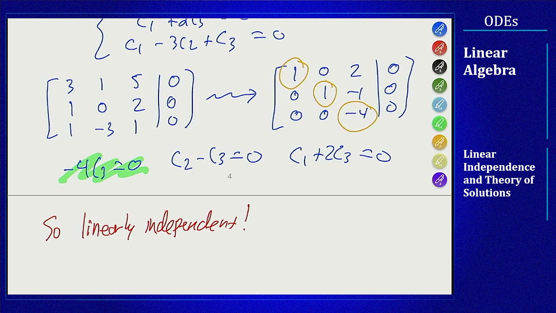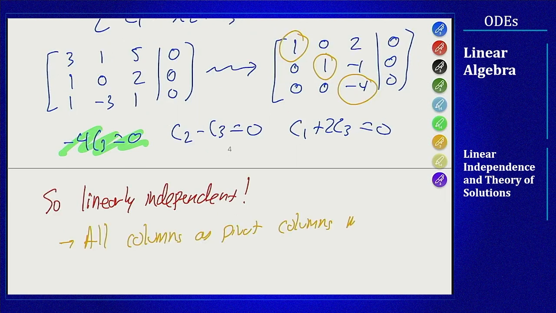So a pivot column in every column on the variable side means that they're linearly independent. We only get the one solution. All columns as pivot columns means it's linearly independent. Point 2 with this is this last column. The zeros never change. 0 stays 0 stays 0, so I can ignore the 0 column at the end. It's not going to affect my result.